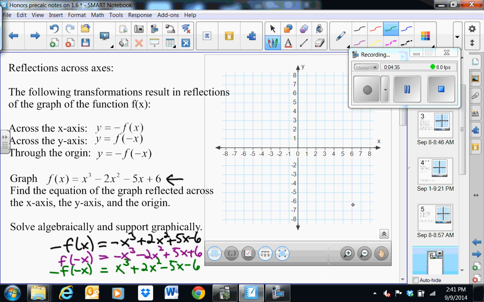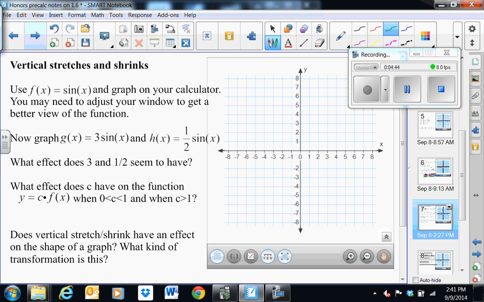So those are the three types of reflections you're going to see: across the x-axis, across the y-axis, and through the origin. So let's go on to our vertical stretches and shrinks. This is the first time we're actually going to change the shape of our parent function. So we're going to do what are called dilations in this case.